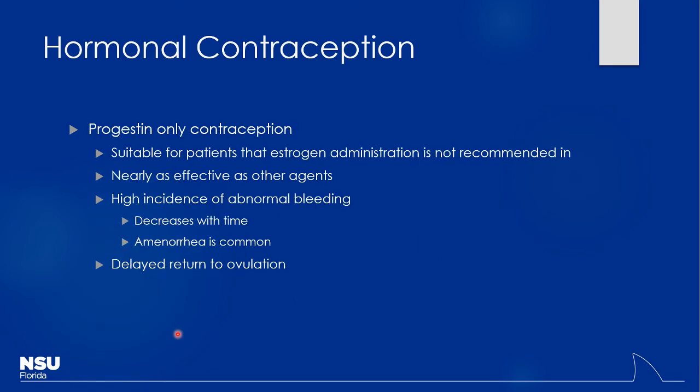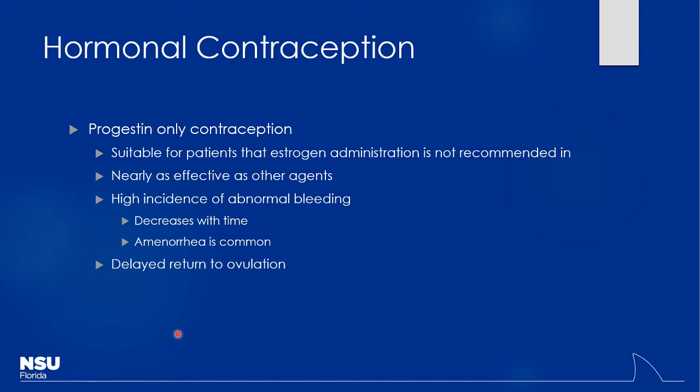So, as I mentioned, you can use progestin-only based products here. This is better for patients who have estrogen contraindications, right? Maybe they have a high-risk history of breast cancer that's estrogen sensitive. Maybe they have a VTE risk. You'll find it's not going to be nearly as effective. There's a lot more breakthrough bleeding that can occur there.